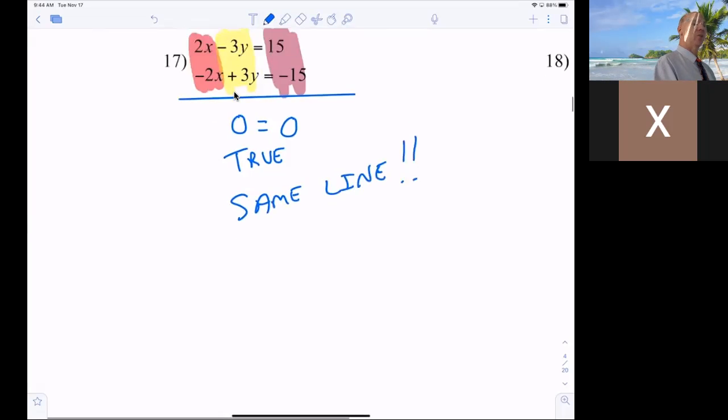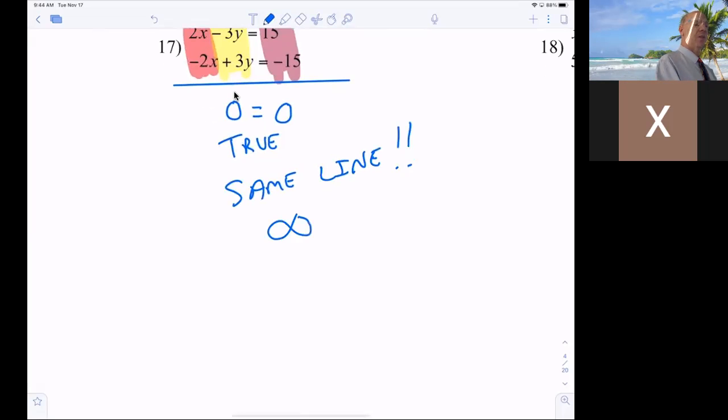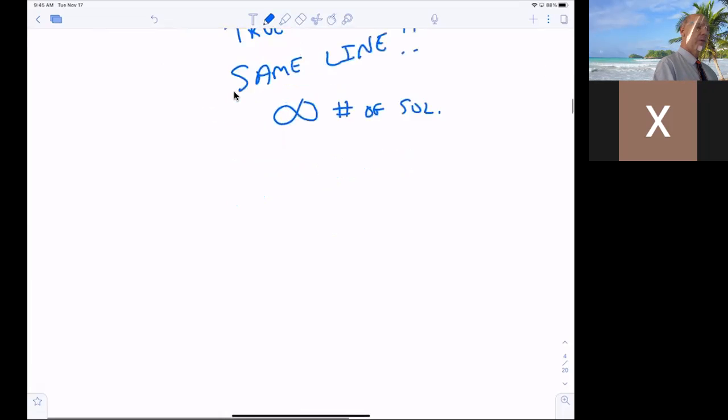So how many intersections are there? There's an infinite number of solutions. Not all real numbers. There's an infinite number of solutions. Everybody okay with that? All right, here we go.